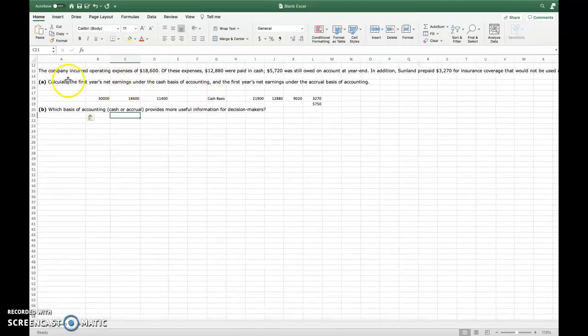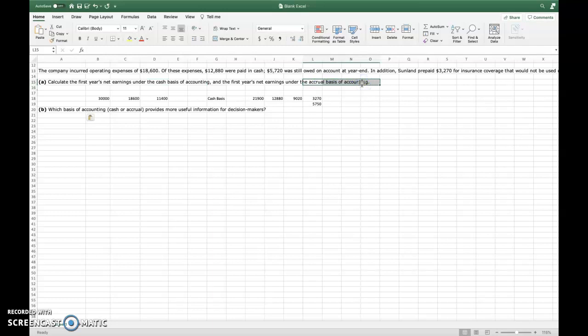So the first part of the question is to calculate the first year's net earnings under the cash basis of accounting and the first year's net earnings under the accrual basis of accounting. So the big part of this is a two-part question. We need to know what cash basis of accounting is and what accrual basis of accounting is.